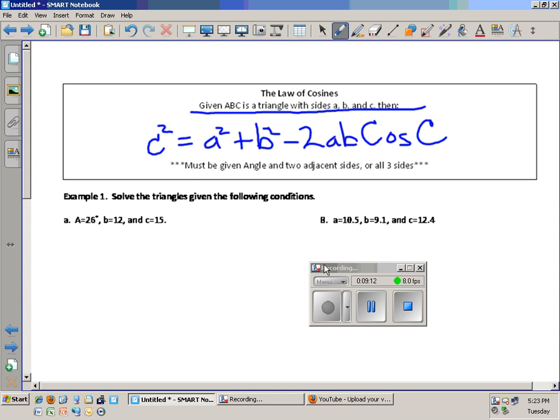And notice how it works. It says must be given angle and 2 adjacent sides or all 3 sides. If you have an angle and its opposite side, then use the law of sines. If you don't, then use the law of cosines. So that will get us started. We'll do another video where we can actually try a couple examples, get you guys going here. But that's where we get the law of cosines.